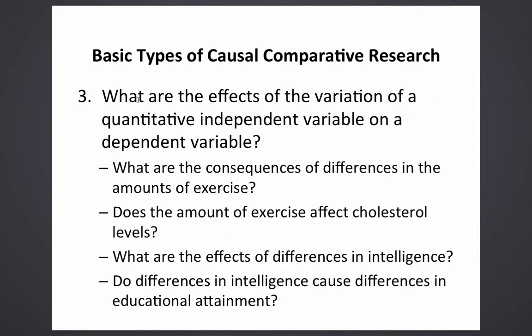The final kind is where you're looking at the effects of variation of a quantitative independent variable on a dependent variable. So this is the idea where you've basically got two continuous variables, no categories anymore, whether you're male or female or received sex education or not. The independent variable is continuous, so it's a spectrum, age or something, and the dependent variable is continuous. It's a spectrum like intelligence. So some examples might be, what are the consequences of differences in the amount of exercise? We may be measuring a person's level of self-reported exercise, and then also measuring a bunch of continuous quality of life indicators. And so we would try to see, does amount of exercise explain some of the variation in quality of life outcomes?